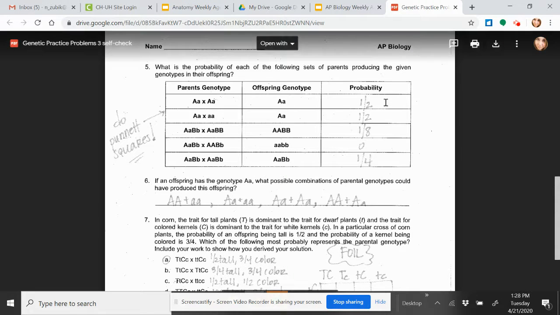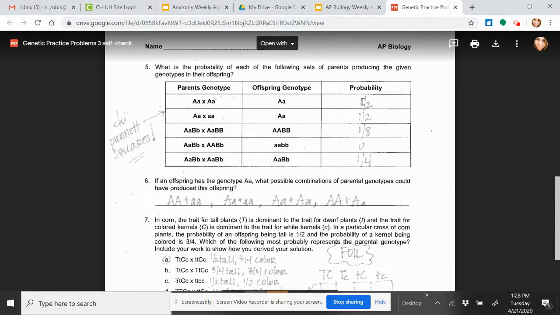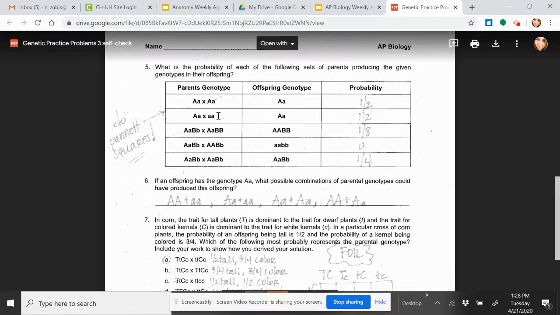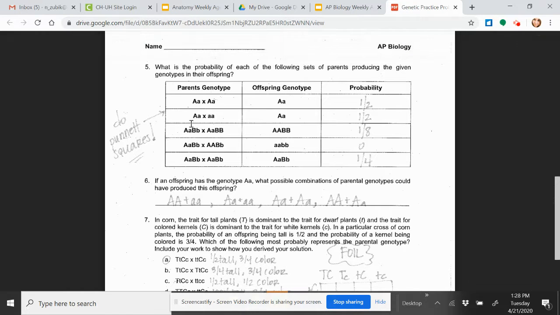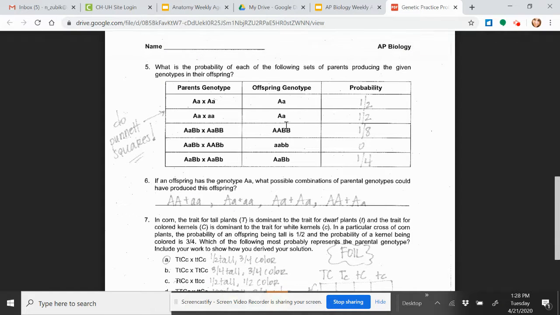If you remember that cross from the previous practice problems, we would get 50% big A, little a, 25% big A, and 25% little a. Here, when we cross a heterozygote with homozygous recessive, we'll always get 50% heterozygous.